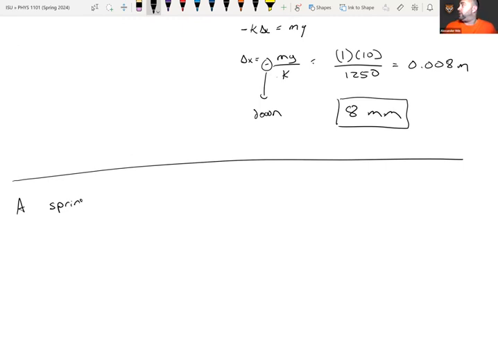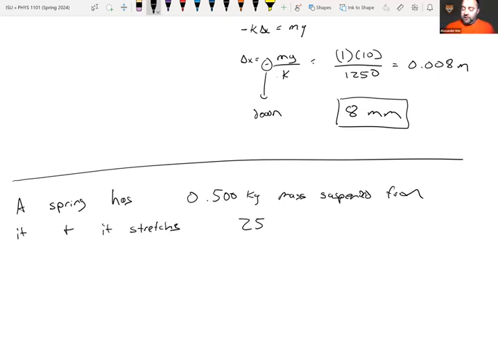A spring has a 0.500 kilogram mass suspended from it, and it stretches 25 centimeters. And I'll even indicate this is Hookean. You then might be asked to find the spring constant.